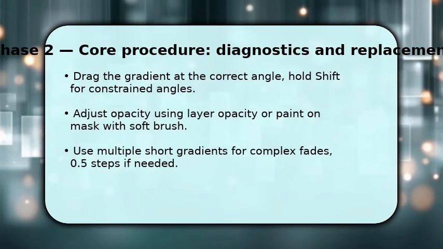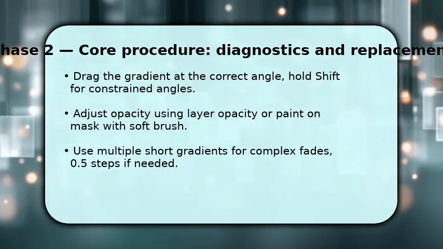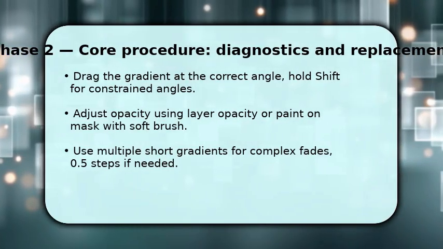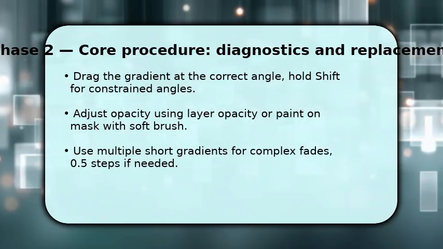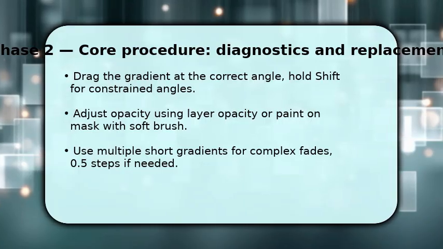Once the initial gradient is in place, evaluate the transition. You can redo the drag until the fade looks natural. If you need a straight directional fade, hold Shift while dragging to constrain the angle.